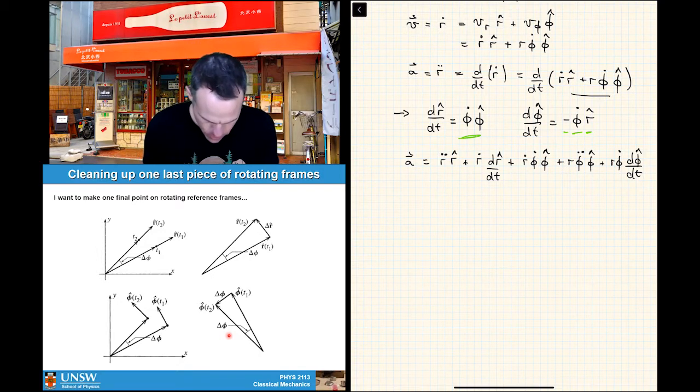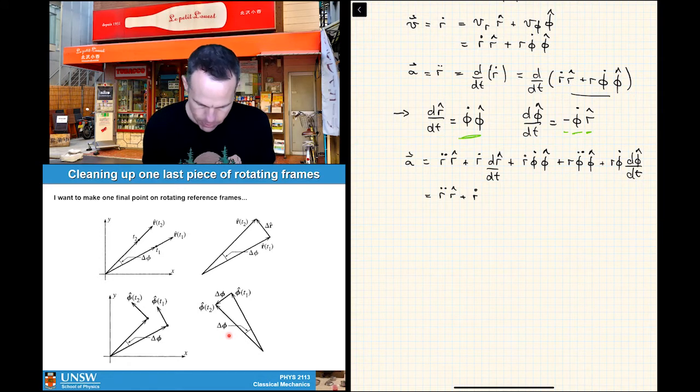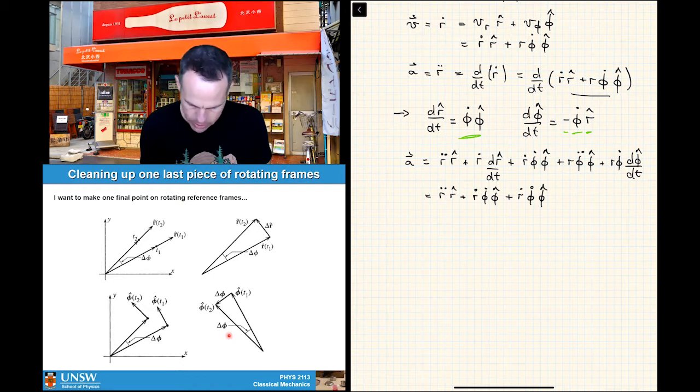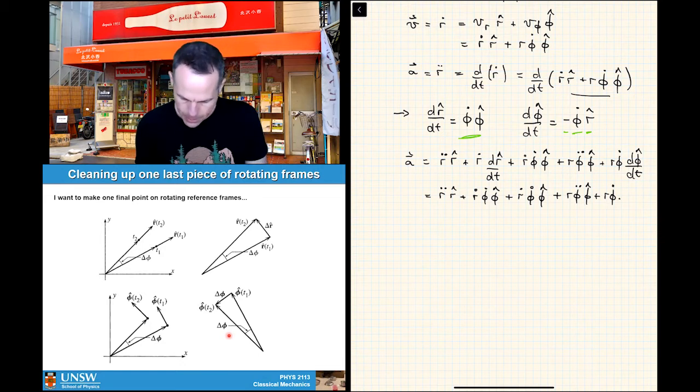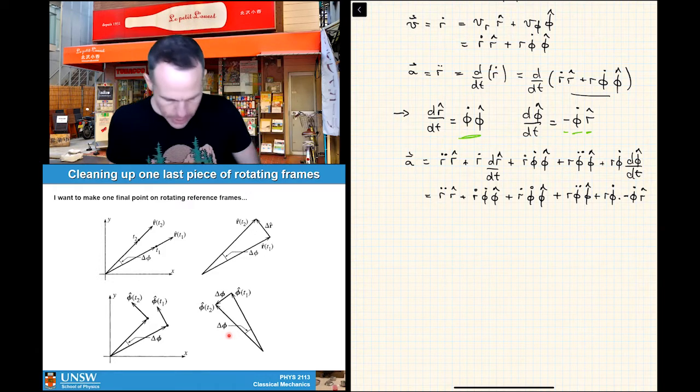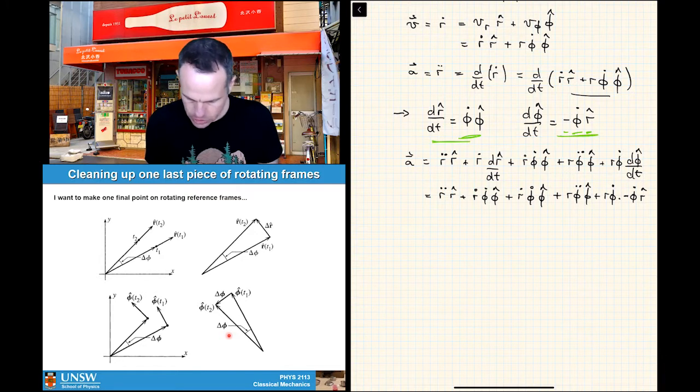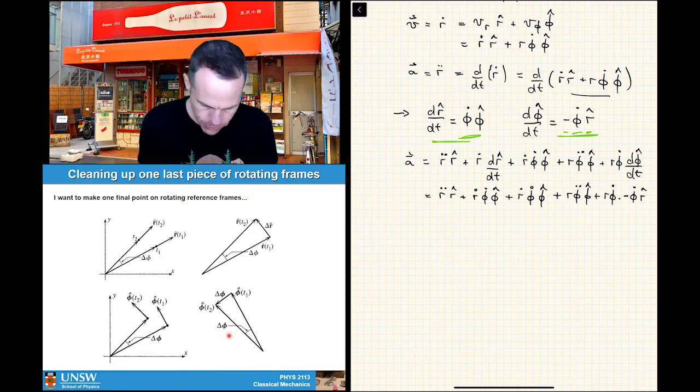All right, so now what we can do in here is substitute those 2 relationships we just got. So we've got r double dot r hat plus r dot phi hat plus r dot phi hat. That term just carries down. The next term just carries down as well, phi double dot phi hat. And then this term on the end is going to be r phi dot times minus phi dot r hat on the end, okay? And so that's just using these 2 relationships that we just pulled out from basic geometry of the system, okay?